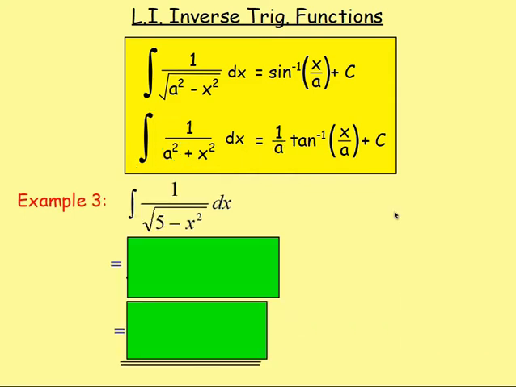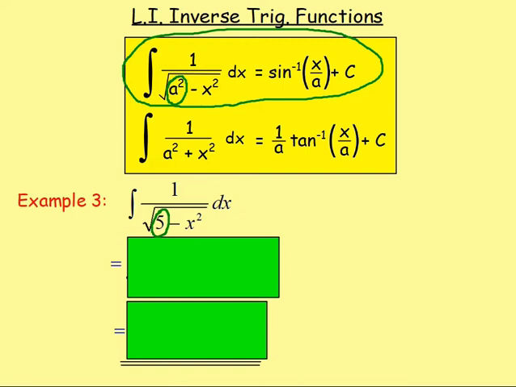Example 3, integrate 1 over the square root of 5 minus x squared. Once again, you're thinking, ooh, I recognize that. That looks an awful lot like this at the top. It's the square root of a squared minus x squared. But what you'll notice is that everything's fine for this, except there is an a squared there, but we have 5. And 5 is not a square number.